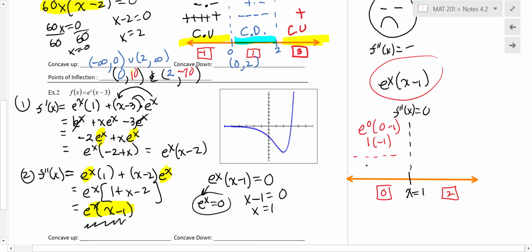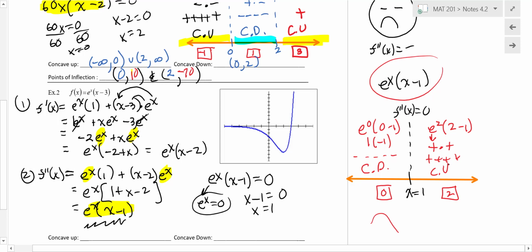That's negative, so what does that tell about the concavity? It's concave down, okay? We've got some kind of a U shape going down, kind of like that. Then if we plug in a 2, we have e to the second times (2 minus 1). e to the second's definitely a positive number. 2 minus 1 is a positive number. So this one means you're going to be concave up, like that.